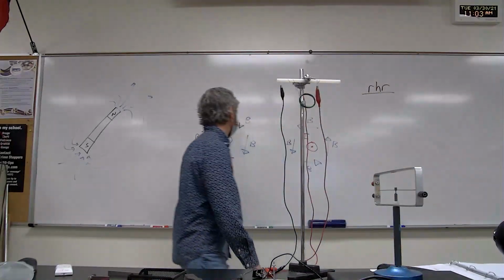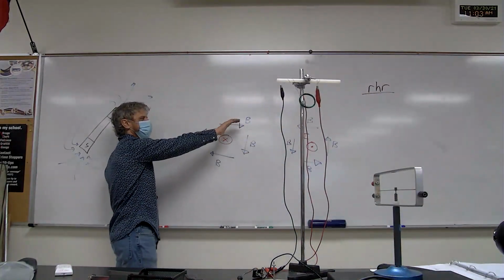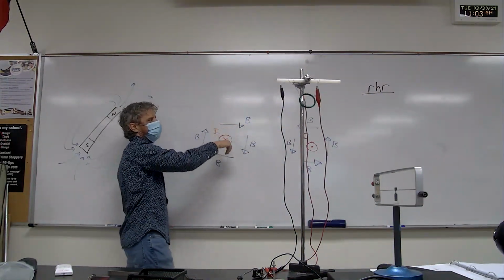Right-hand rule. Thumb in the direction of the current, fingers curl in the direction of the magnetic field.